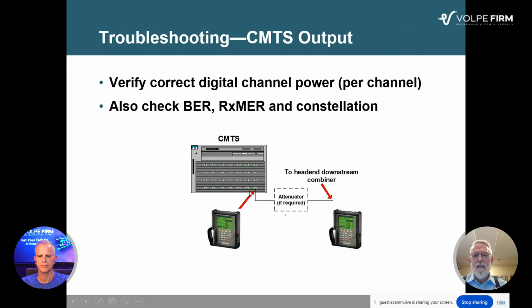You look at the signal level, the digital channel power. Look at pre and post effect BER, RxMER, the constellation if your instrument supports it. Maybe some other stuff. Then check at the input to the combiner. If things are good at the output of the CMTS, but not good at the combiner, maybe you've got sweep transmitter interference or loose connections or something. If it's bad at the output of the CMTS or QAM modulator, that says probably the signal source.